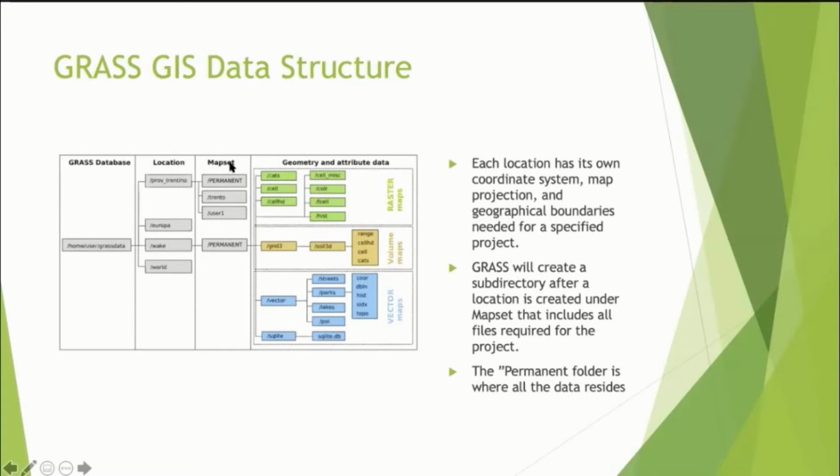And what's important about map set is that map set includes all the files required for the project that you're doing. And this permanent folder right here will always be there whenever you open up your GRASS software. So what it's important to do generally is create new map sets. That way you can keep all your data organized and not just leave it under permanent. So that's important to do.